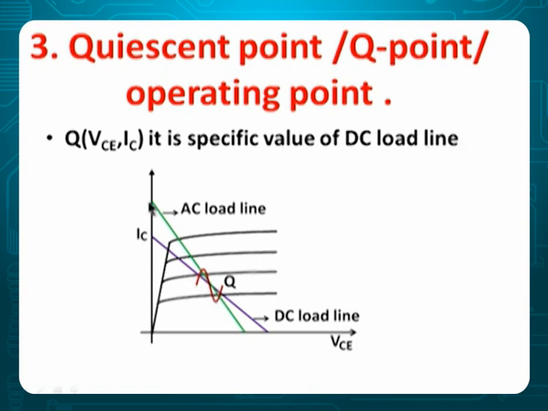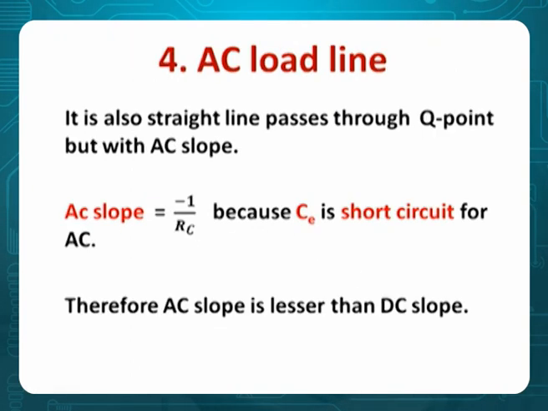And now look at this AC load line, and both are intersecting here and the signal is passing through that. So this is a DC load line, blue is the DC load line and green is the AC load line. Now what is the AC load line? It is also a straight line that passes through the origin but with an AC slope. What is the AC slope? Actually, DC slope is minus 1 by (RC plus RE).